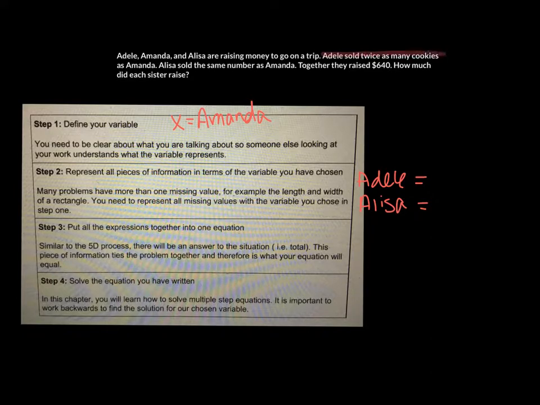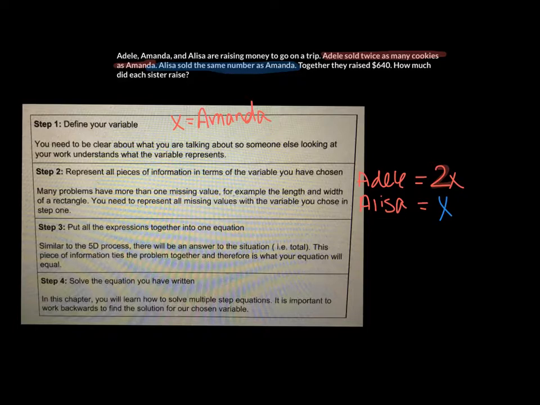Adele sold twice as many cookies as Amanda. So in terms of Amanda, that's twice the amount, or just 2X. Oops, let me change back to the pen. Or 2X. And then Alyssa, I'm going to change to a different color. Alyssa sold the same number as Amanda, which means she's also just X, because it's the same amount. So there I represented the other 2 sisters in terms of Amanda.